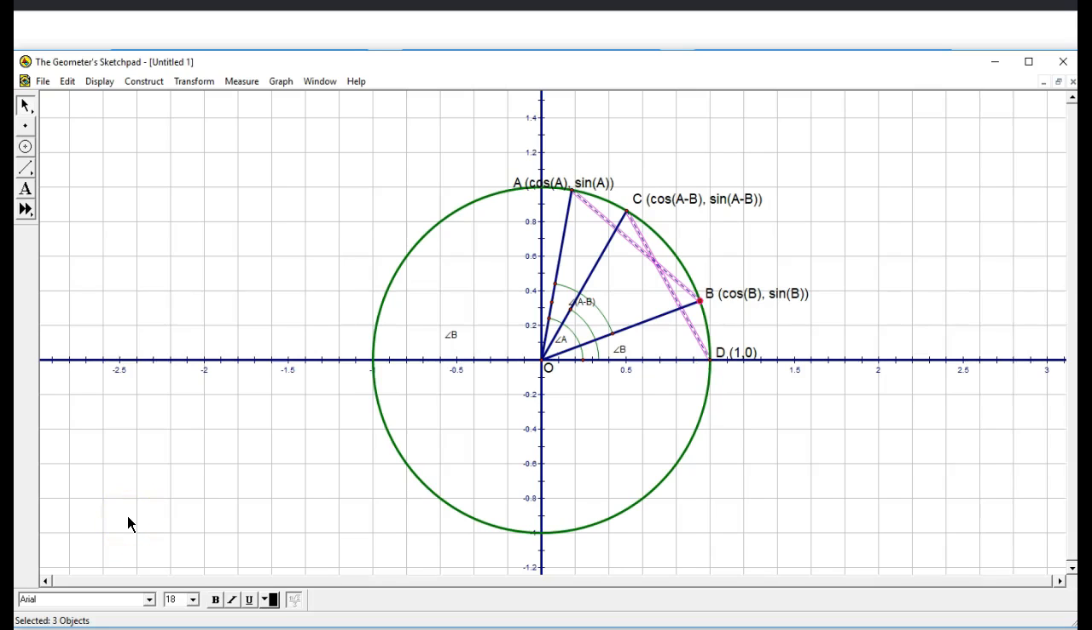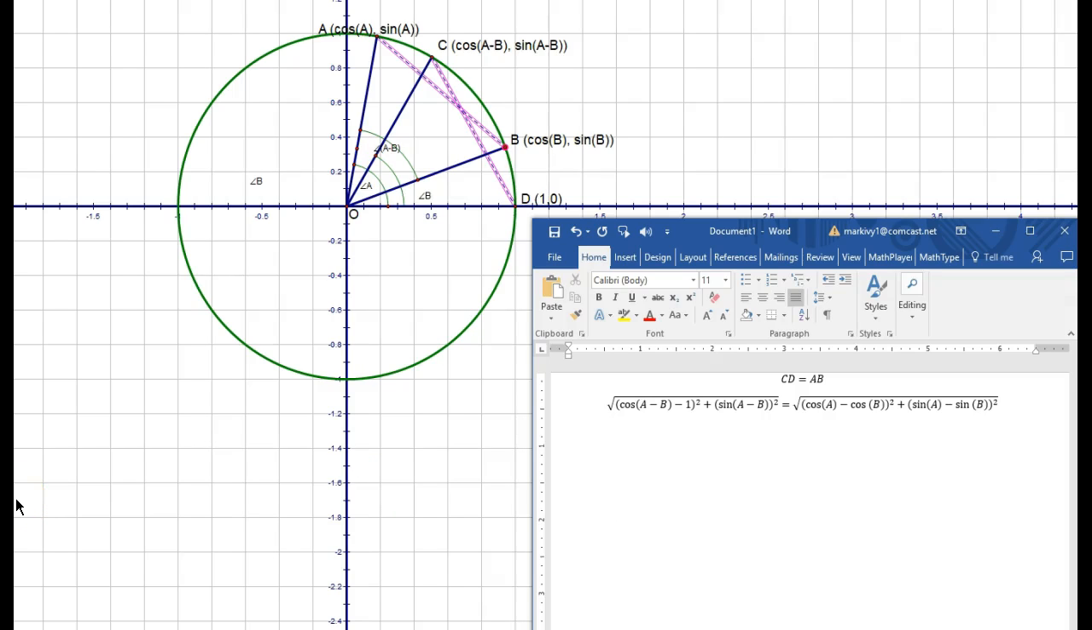So all of the preceding discussion is just to show that length AB equals length CD. The meat of the derivation is using the distance formula to find two different ways to represent the same length. So CD equals AB. By the distance formula, CD equals the square root of the cosine of A minus B minus 1, that quantity squared, because those are the x terms, plus sine A minus B minus 0, that quantity squared, because those are the difference of the y terms, and the square root of that.